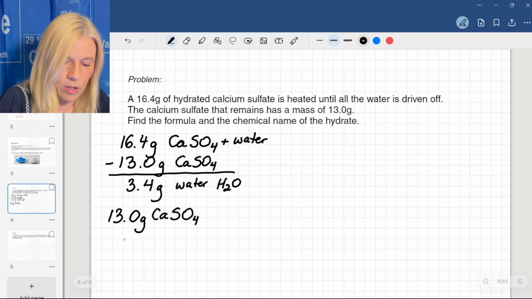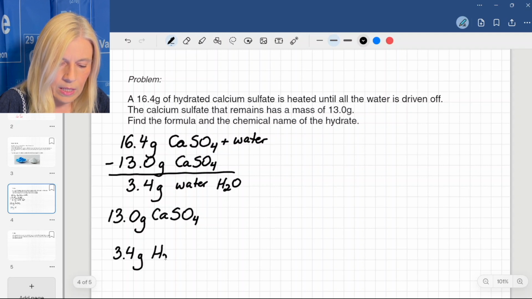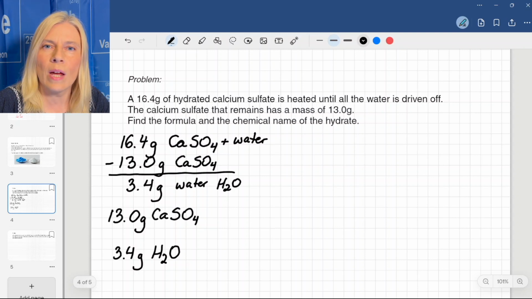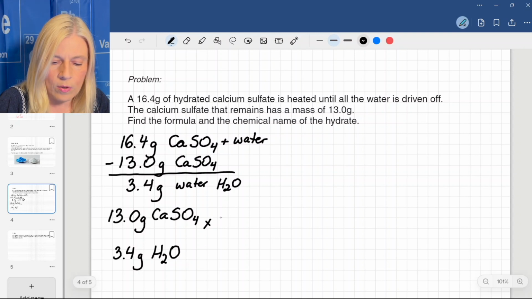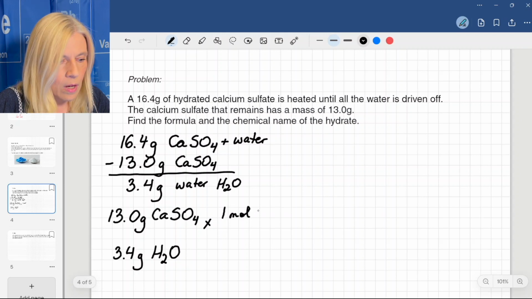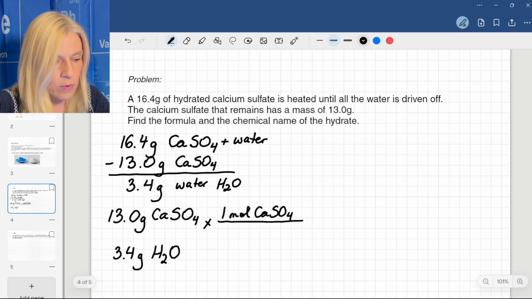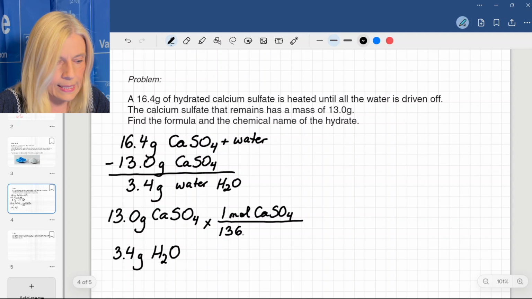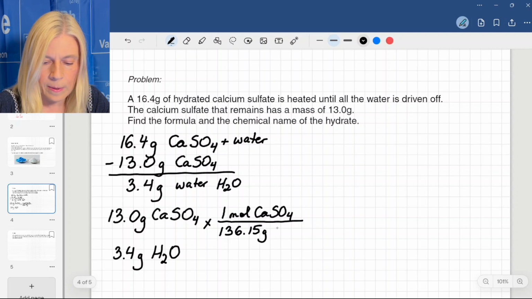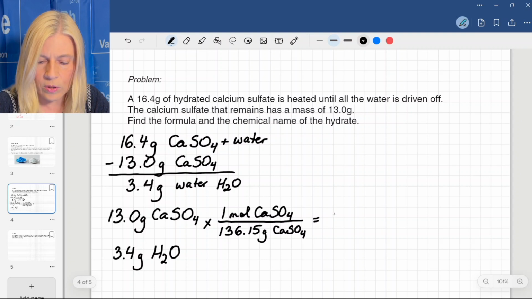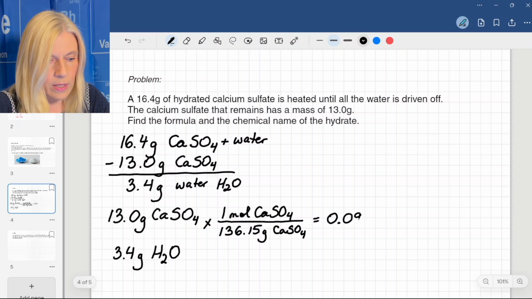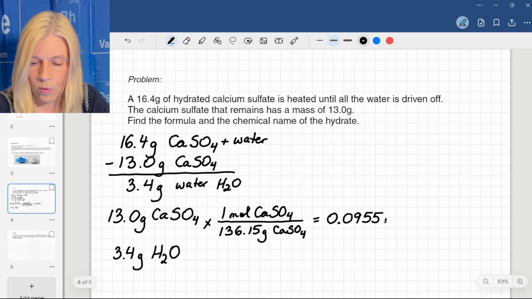And then we also have, we're going to write over here below, 3.4 grams of water. And these are masses in grams. We need to change it to moles. So we're going to have times 1 mole of calcium sulfate. If you do your molar masses, look at the periodic table, add them up together, you should have 136.15 grams here of calcium sulfate. And we do this calculation, and you should get 0.0955 moles of calcium sulfate.